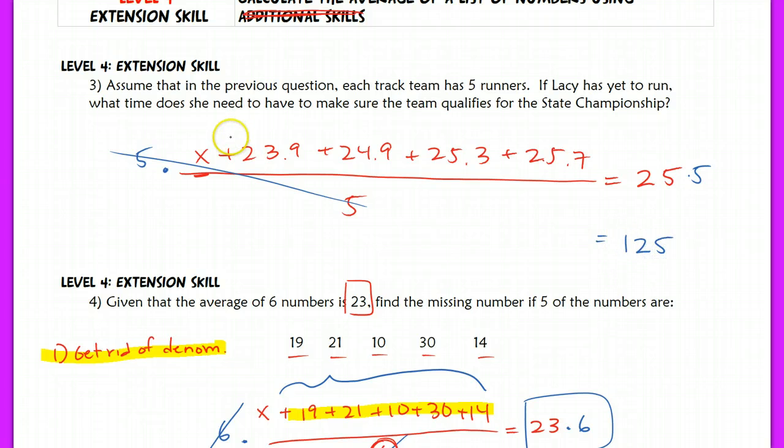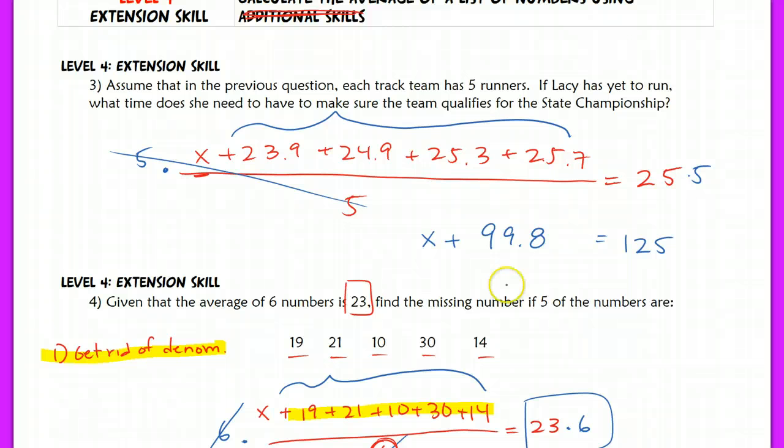And then I'm going to go ahead and add all of the like terms here. So I'm left with x plus 99.8. And now I'm going to subtract that 99.8 to the other side to get x alone. That leaves me with 25.2, which means that Lacey needs to run at least 25.2 seconds or under.